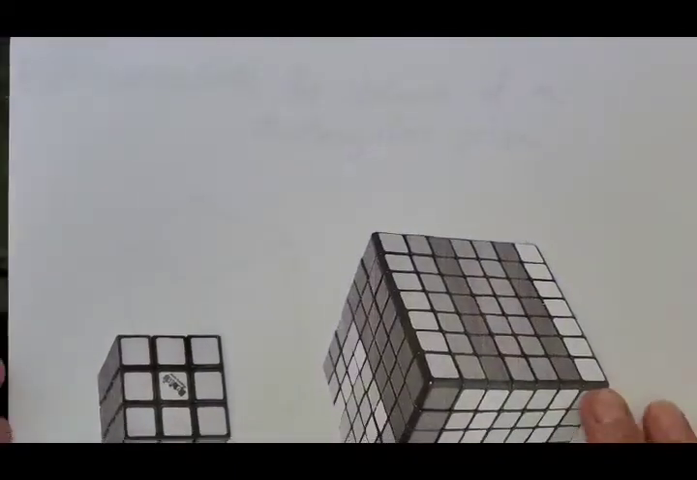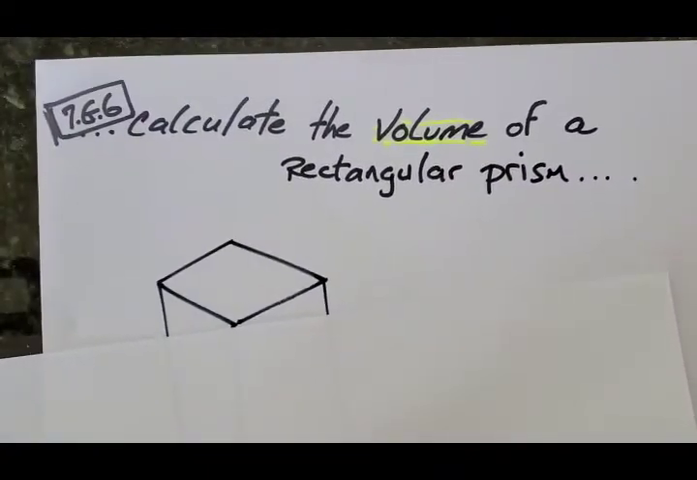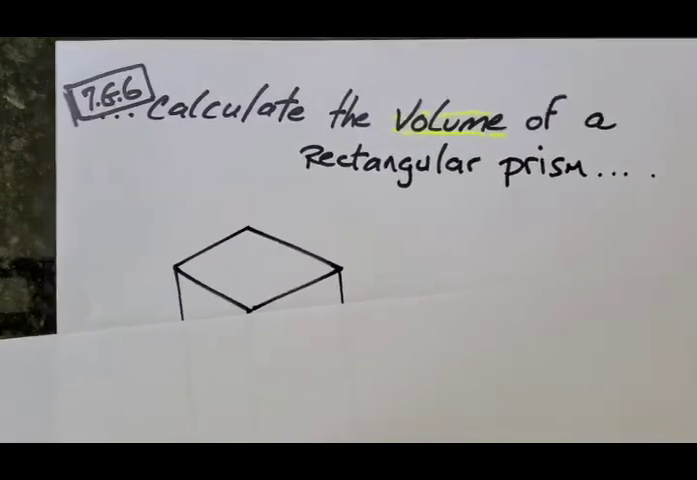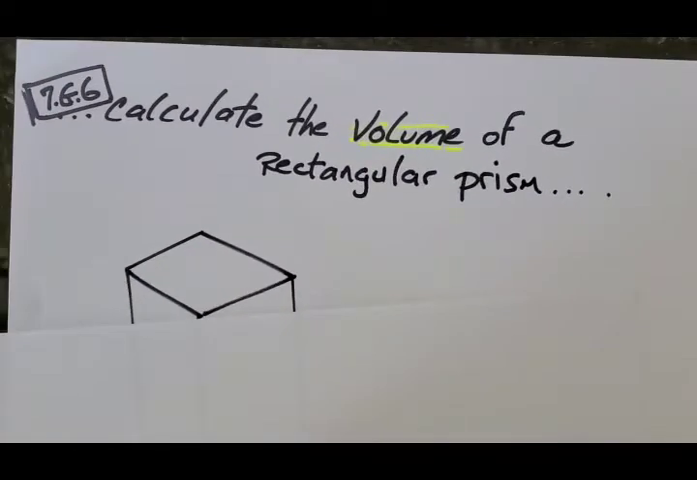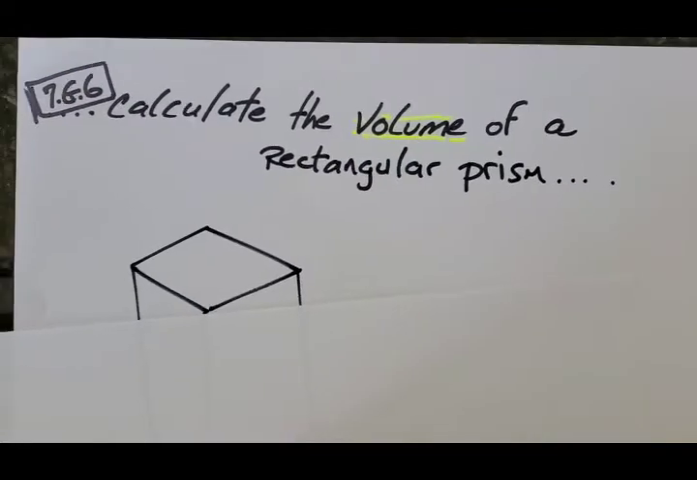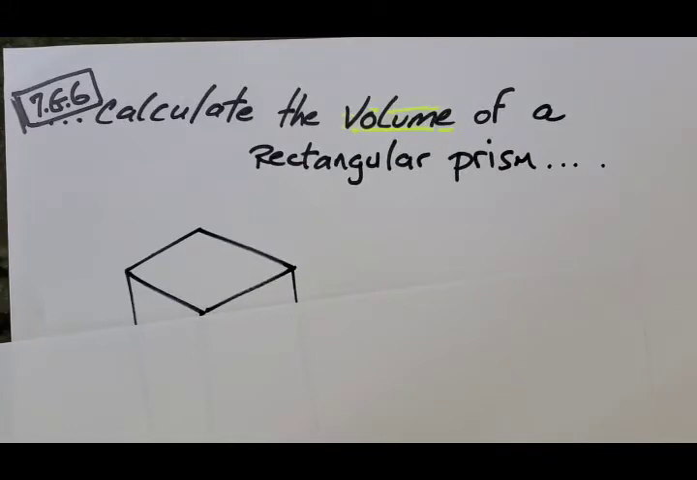We're going to look at how to calculate the volume of a rectangular prism, an extension of standard 7.G.6. It's a 7th grade volume geometry standard. Okay?